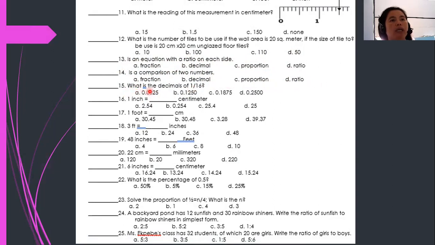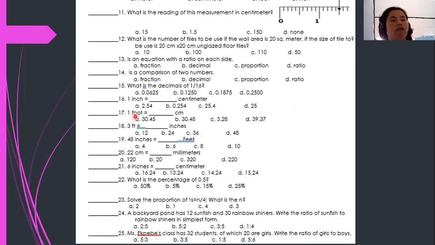15. What is the decimal of 1/16? A, 0.0625. B, 0.1250. C, 0.1875. D, 0.2500. 16. 1 inch is equivalent to how many centimeters? A, 2.54. B, 0.254. C, 25.4. D, 25.